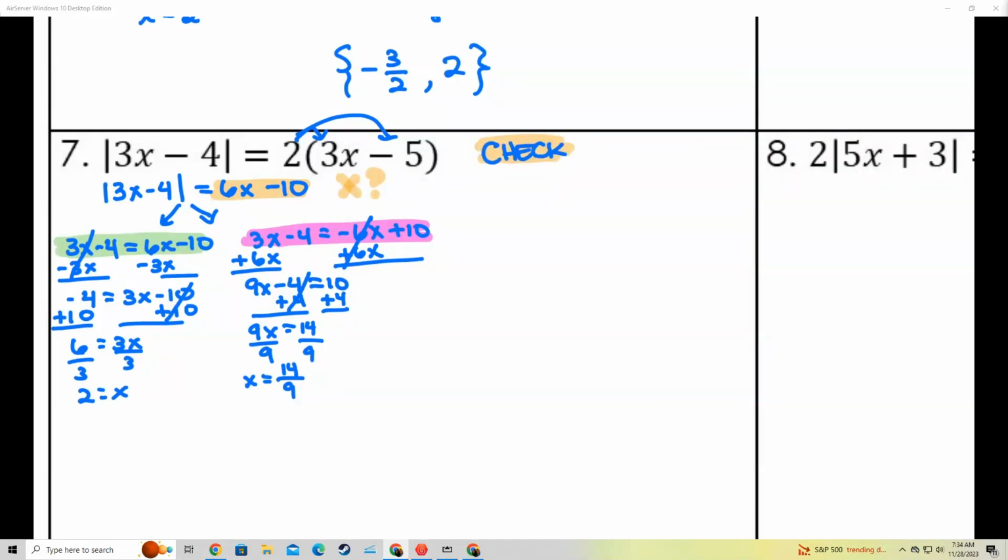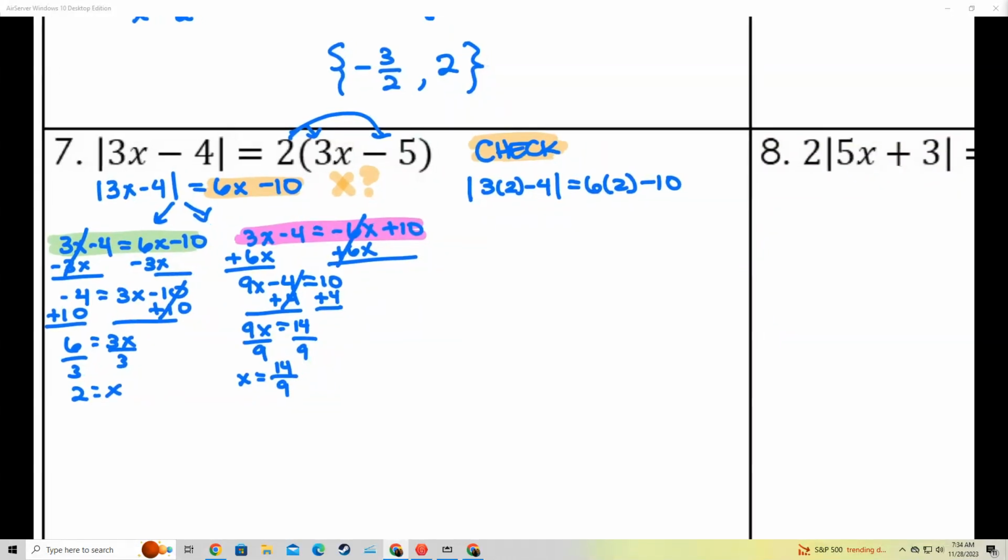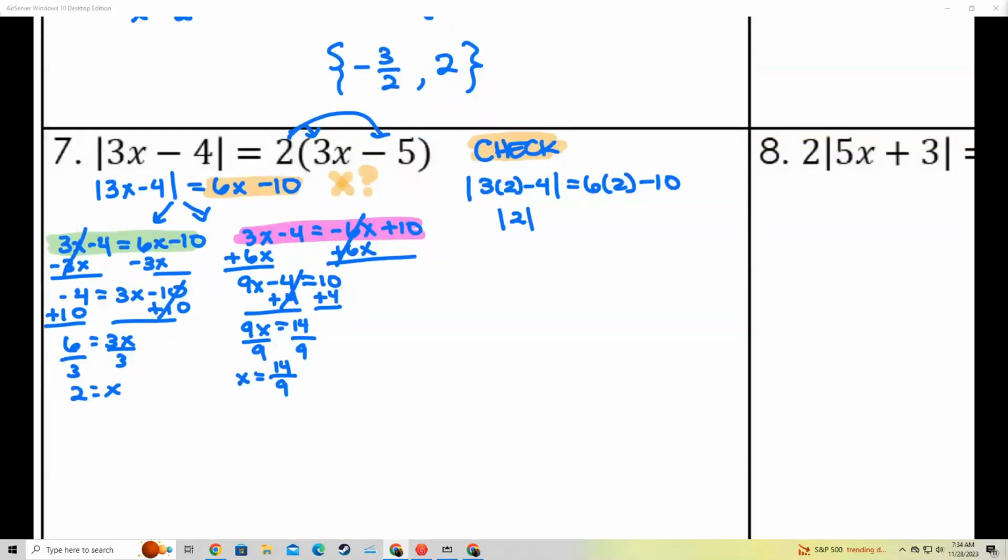So let's see. I'm going to first check 2. Is the absolute value of 3 times 2 minus 4 equal to 6 times 2 minus 10? 3 times 2 is 6. 6 minus 4 is 2. So this becomes the absolute value of 2 equals 6 times 2 is 12. 12 minus 10 is 2.